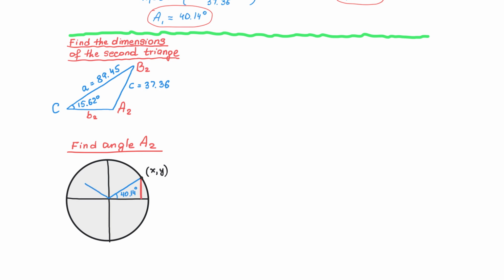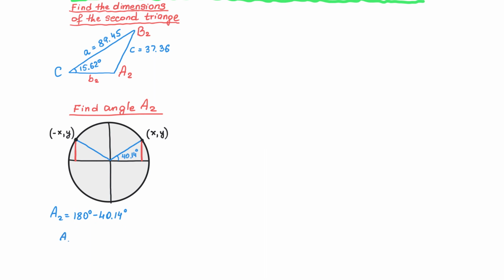But there is another triangle in quadrant 2 whose height is the same as the height of the triangle to the right. So if this point has the coordinates x and y, then this point will have the coordinates negative x and the same y. So if sine of this angle equals y, then sine of this angle is also y. Finding this angle means finding angle A sub 2. We find this angle by subtracting 40.14 degrees from 180 degrees. So then, A sub 2 equals 180 degrees minus 40.14 degrees, and angle A sub 2 equals 139.86 degrees. And this indeed is an obtuse angle.